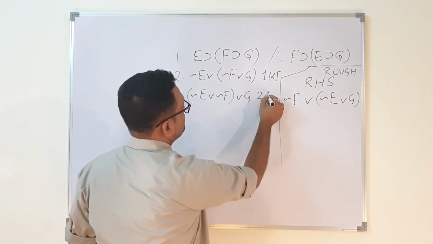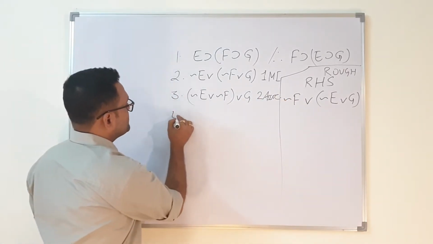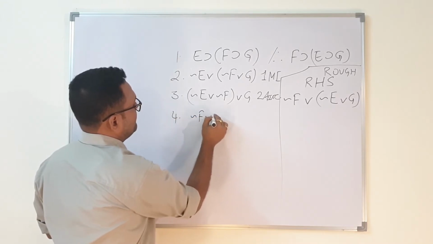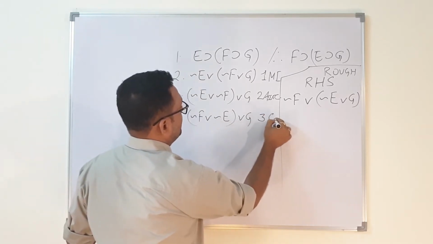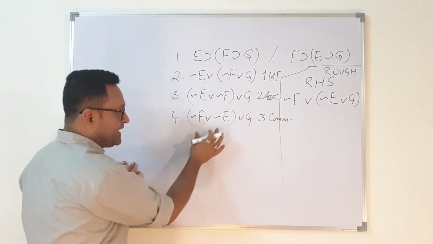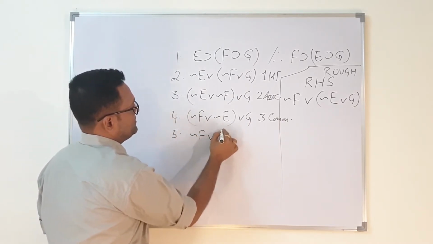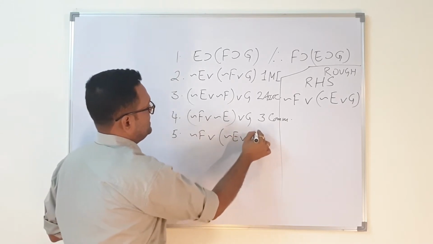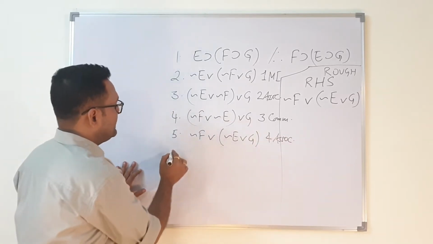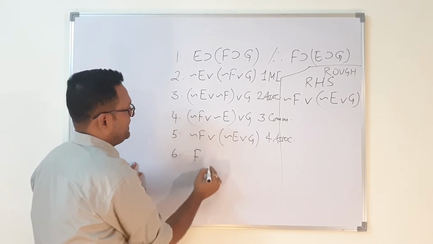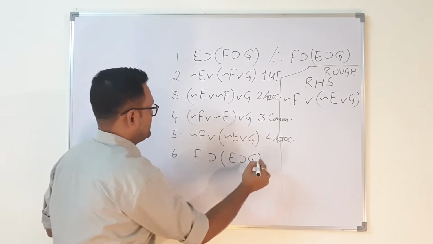So you used association in step number 2. Now you can use commutation. So you will use negation of F wedge negation of E wedge G. So this will be the third step, commutation. Now again you need to change the bracket. So you write negation of F wedge, negation of E wedge G. This is the fourth step, association. So you change the position of the bracket, and after that if you apply material implication, it will be F implies E implies G. So it will be the fifth step, material implication.